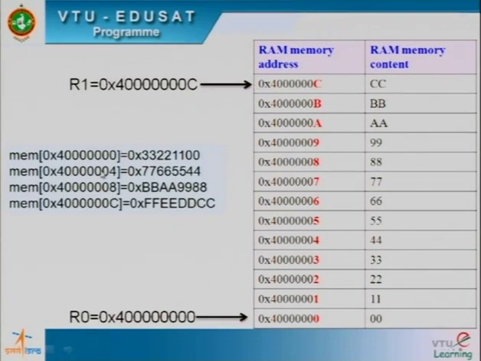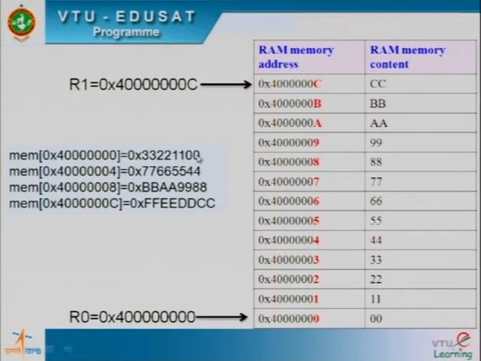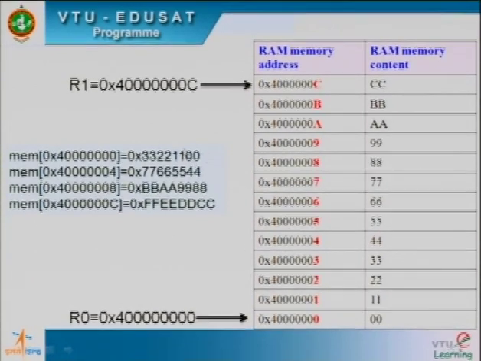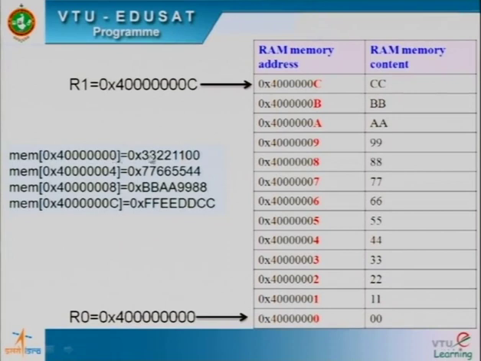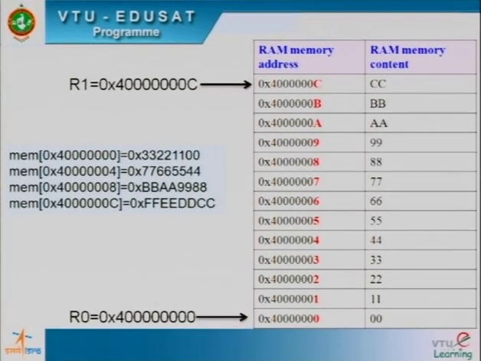Now with respect to this memory, all these memory values are 32-bit. So the memory location 0x4 followed by 7 zeros holds 33, 22, 11 and 00. That is from 33, 22, 11, 00. This 00 is the LSB byte corresponding to this memory location. The remaining are incremented by one memory location, totally forming a 32-bit value for a 32-bit register.